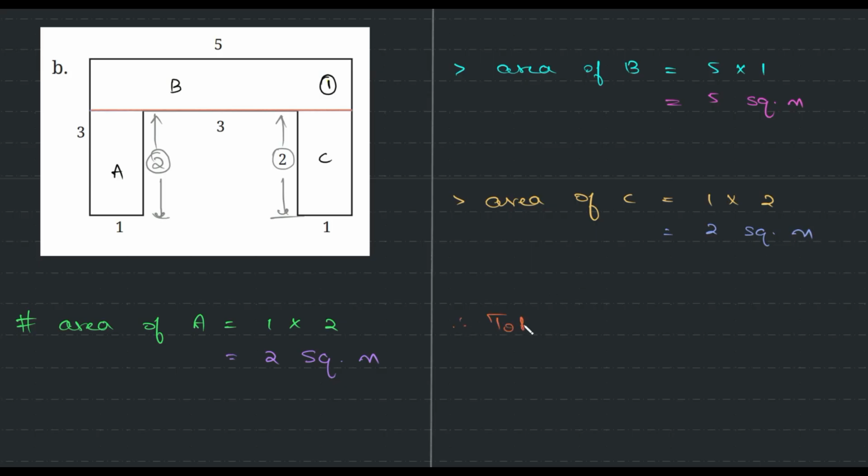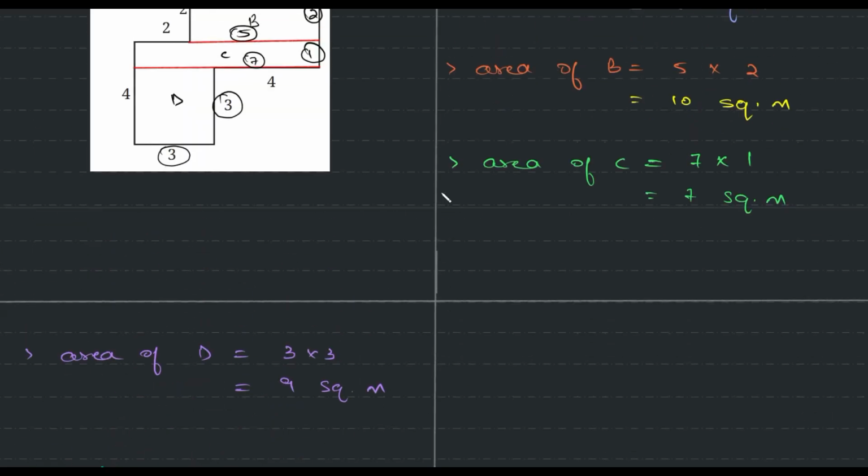Therefore, the total area is equal to the sum of all rectangles' area. So that will be equal to 2 plus 5 plus 2, which is 9 square meter. This was a simple diagram. The previous one was a bit complex actually.